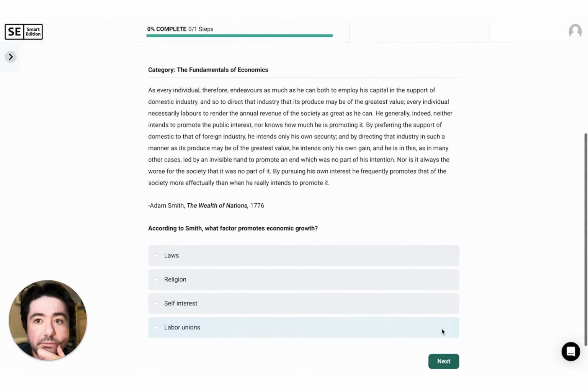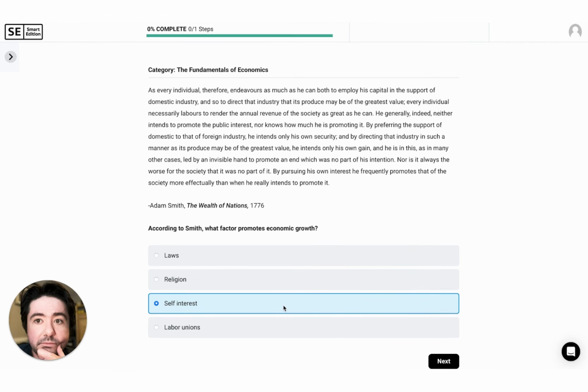Okay, question 42. The fundamentals of economics, and we are looking at Adam Smith's The Wealth of Nations, 1776. This book, everybody, laid the foundation for modern capitalism, the economic system we've used in this country for hundreds of years. Now, according to Smith, what factor promotes economic growth? So, when the economy is good, why does that happen? Laws, religion, self-interest, or labor unions?